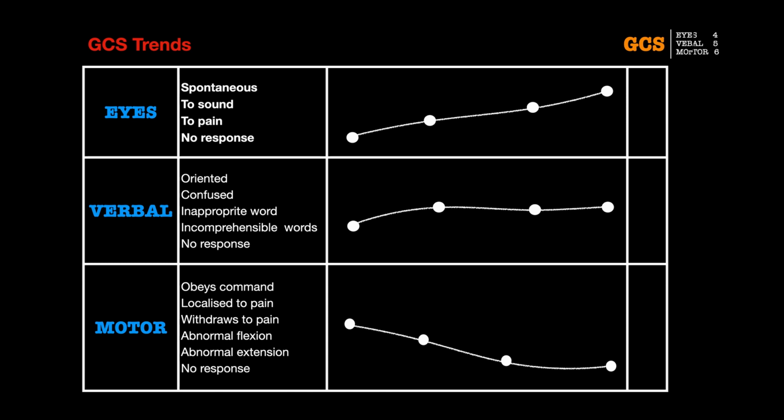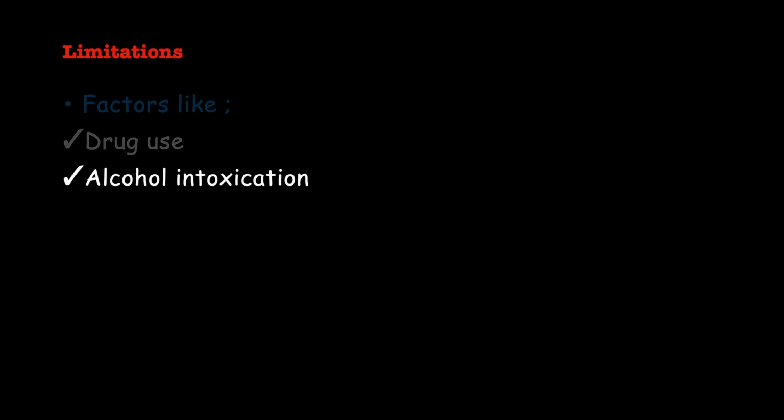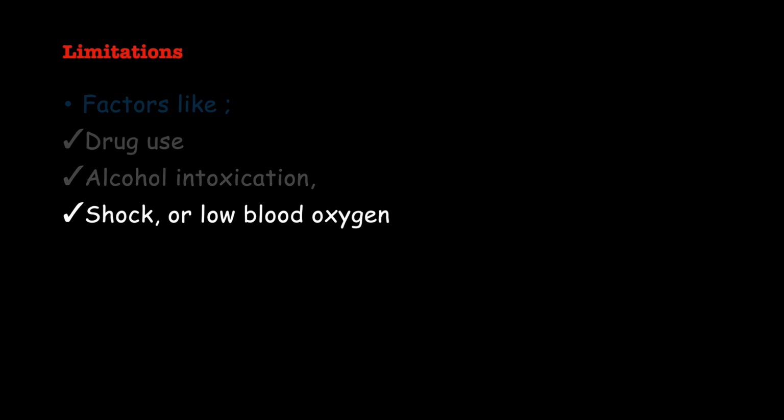Now, this assessment may include performing cranial imaging, including CT scanning, to identify problems such as hematomas, contusions, or even brain swellings. Now, there are some limitations when it comes to using this Glasgow Coma scale. For instance, factors such as the use of drugs, also alcohol intoxication, and also if the patient is in shock or the patient has a low blood oxygenation level.